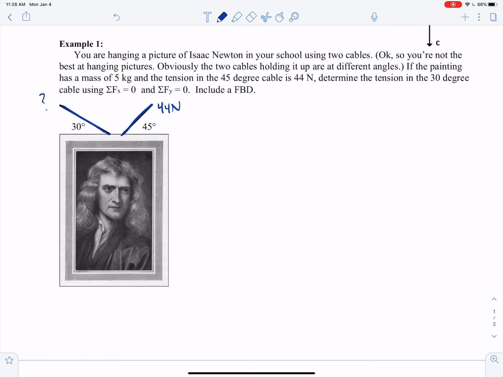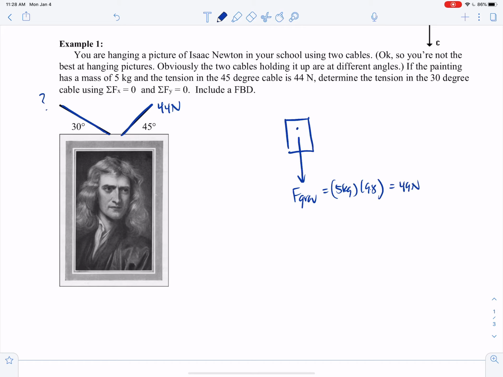Let's draw that. Here's the painting, and it's going to experience a force of gravity downwards. That will be equal to its mass of 5 kilograms times 9.8. That's worth 49 newtons.